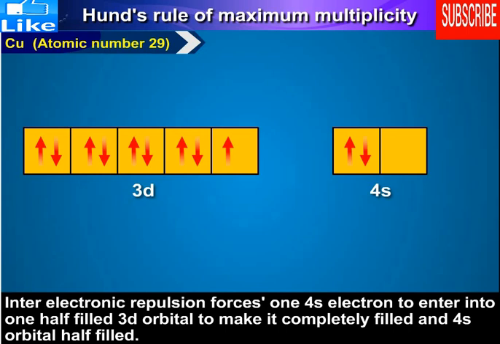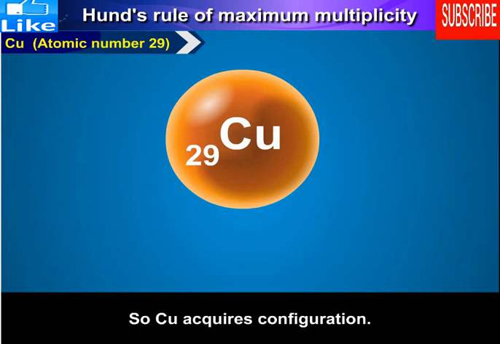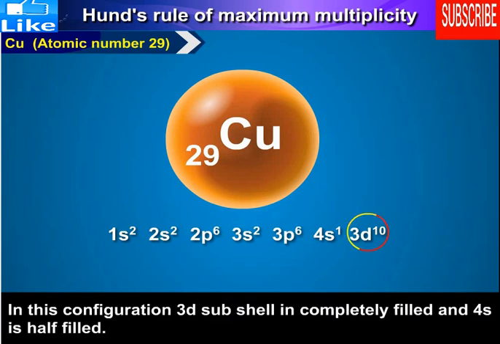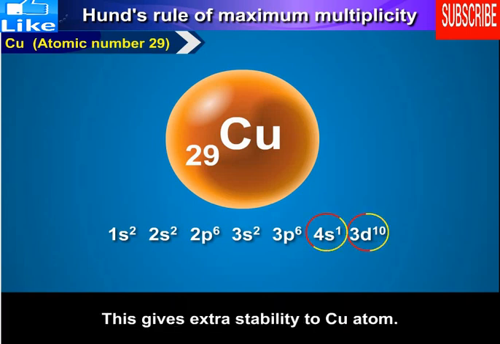Interelectronic repulsion forces one 4s electron to enter one half-filled 3d orbital to make it completely filled, and the 4s orbital half-filled. So, copper acquires the configuration 1s2, 2s2, 2p6, 3s2, 3p6, 4s1, 3d10. In this configuration the 3d subshell is completely filled, and 4s is half-filled. This gives extra stability to the copper atom. Stability of half-filled and completely filled orbitals.